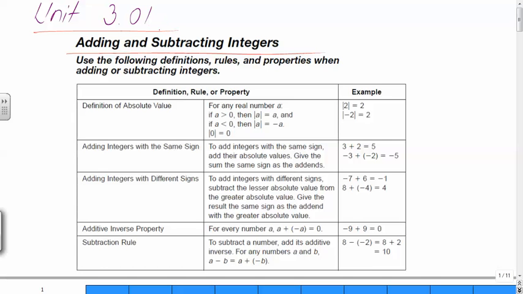Unit 3.01, and you know what? I can add 3.02, adding and subtracting integers. For Unit 3, we're talking about operations with real numbers, right?